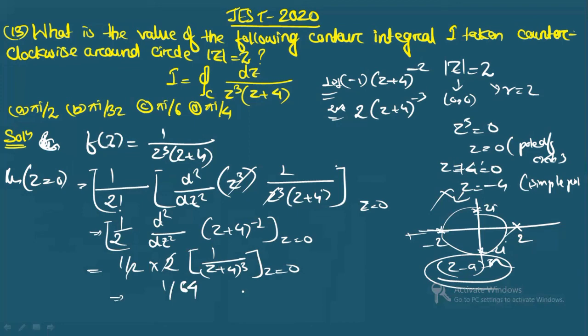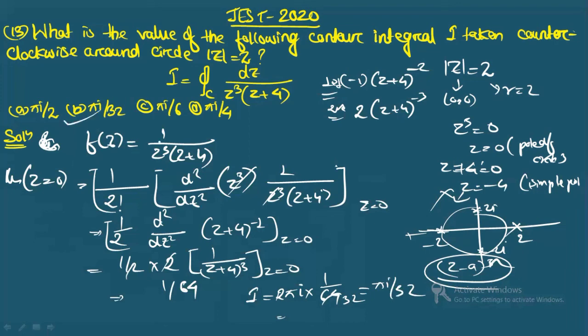All right. So finally, you have to write the integral. I equals 2 pi i into the sum of the residues. The sum of the residues is 1 by 64. So 2 by 64 is 1 by 32, so pi i by 32. This is the answer. Option B.